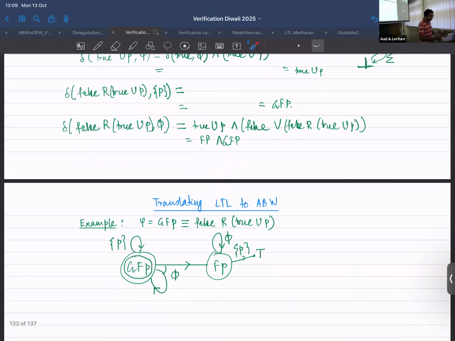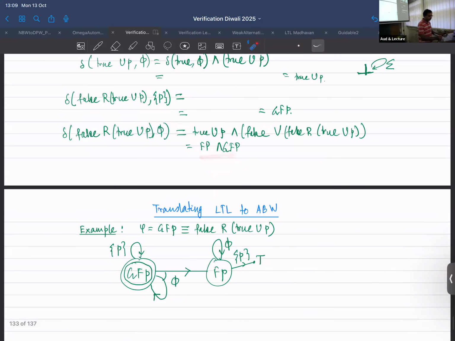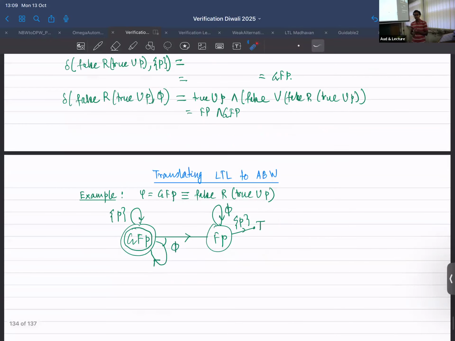And then GFP on the empty set, you have FP and GFP, right? So there's a conjunction here. You have a self loop as well as you are going there, right? Now let's try to see this intuitively. What is GFP? Globally, eventually P. It's like the Büchi condition, right?